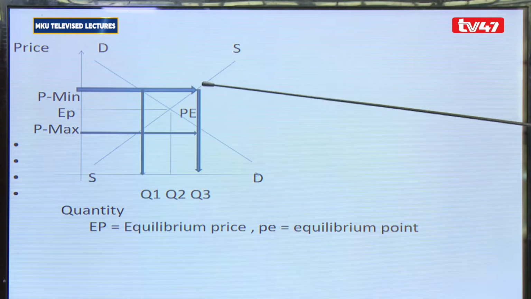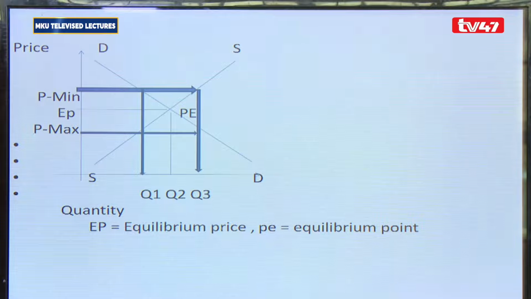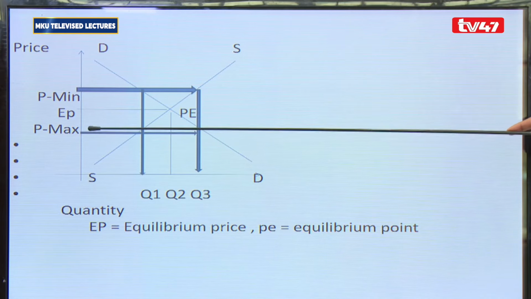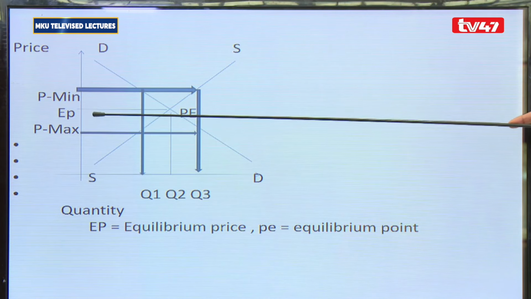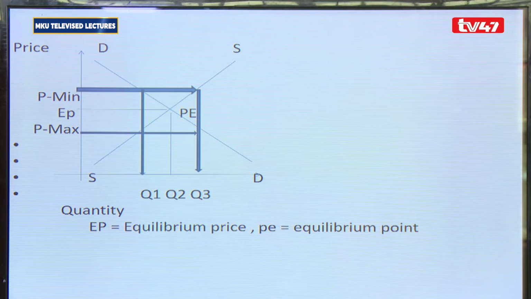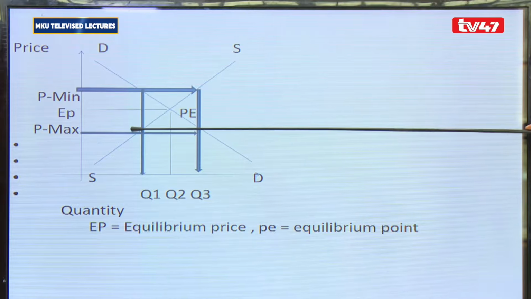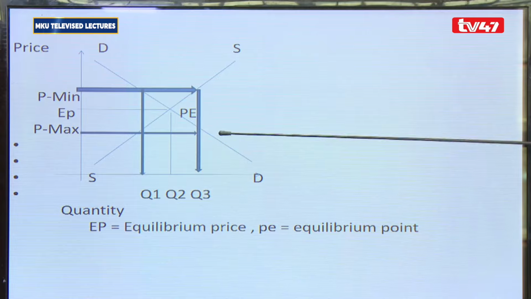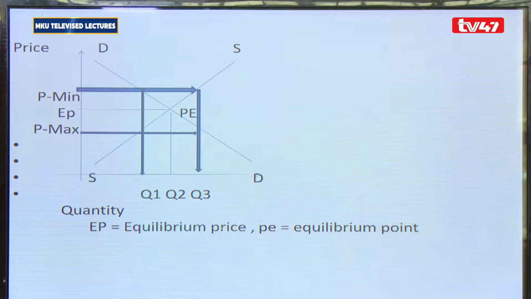But where the government insists that the price must stay at the P-min, then it must be able to solve that issue. Otherwise, there will be a lot of wastage and the suppliers will be discouraged. Now, let's look at the other side of the coin, where the government puts the price at P-max, which is below the equilibrium price. When the price is at this level, the demand will increase because the prices are low, and the supply will decrease. This creates a shortage in the market.